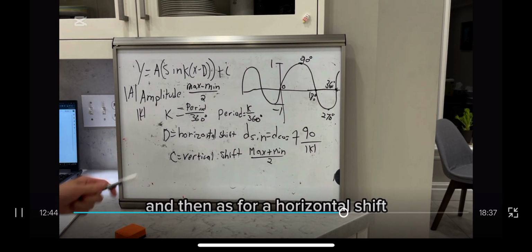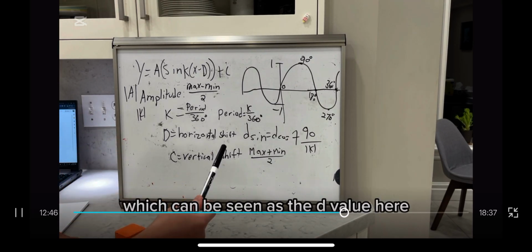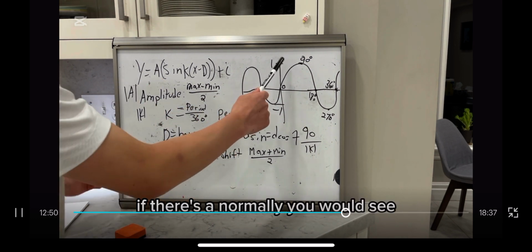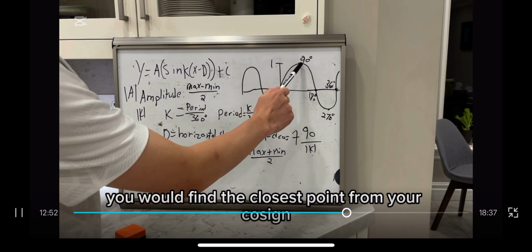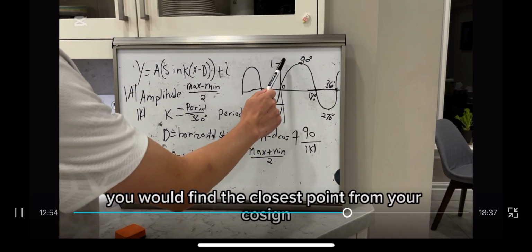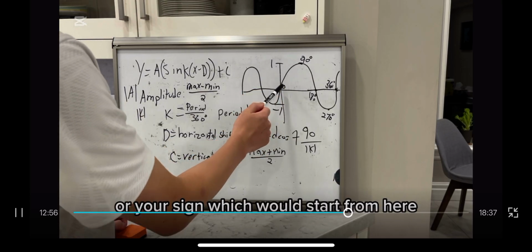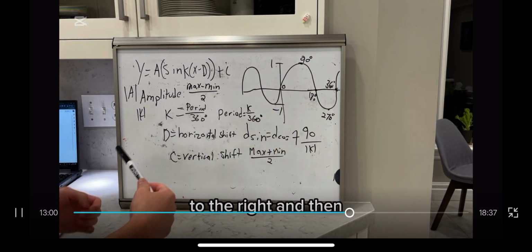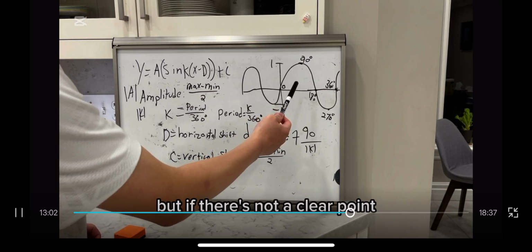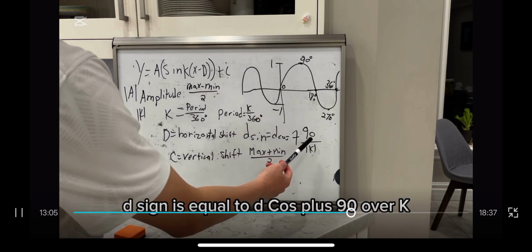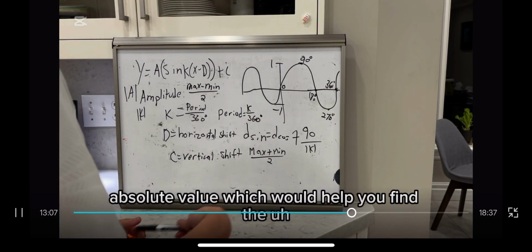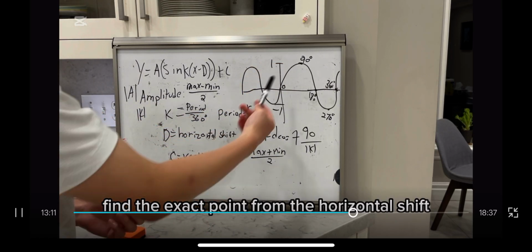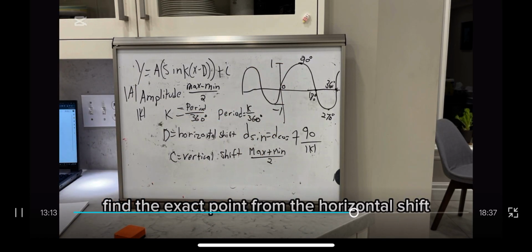And then as for a horizontal shift, which can be seen as the d value here, you can find the d sine. Normally you would see, for example, in the sine graph, you would find the closest point from your cosine, which would start from here, or your sine, which would start from here, and then find the amount of degrees that it was shifted by to the right. But if there's not a clear point, you could use the formula d sine is equal to d cos plus 90 over k, absolute value, which will help you find the exact point from the horizontal shift.